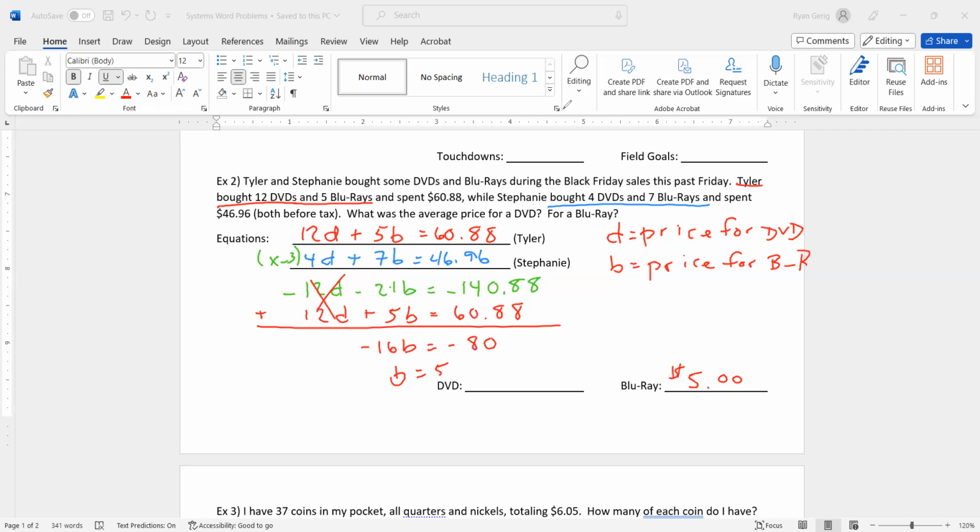All right, so if the Blu-ray was $5, how much was the DVD? Let's plug it back in. I'll go with the blue one, Stephanie's. 4D plus 7 times 5 equals 46.96. 7 times 5 is 35. Subtract 35. So her 4 DVDs cost 46.96 minus the 35. It cost $11.96. Divide that by 4. Each DVD was $2.99.